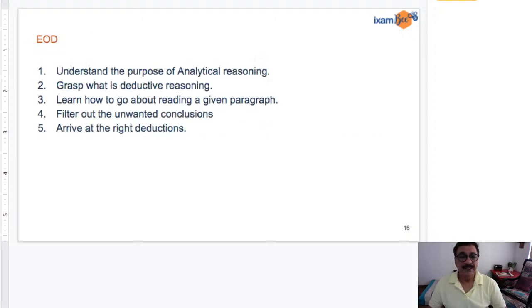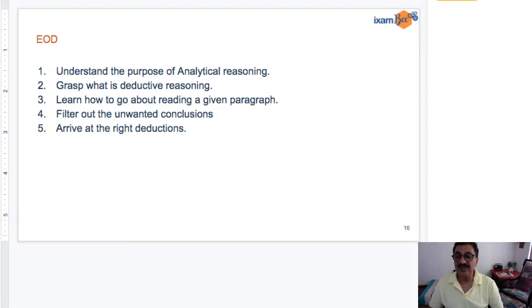So, end of the day, what was our idea? To understand the purpose of analytical reasoning, that we have done in slide number 3. We've understood what is the purpose, why analytical reasoning is important, why they're asking us. I hope that is clear to all of you. Grasp what is deductive reasoning. We distinguish between inductive and deductive reasoning, and also stated that in our exam we are going to concentrate only on deductive reasoning, which is by way of inference.